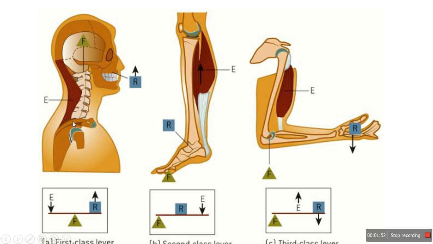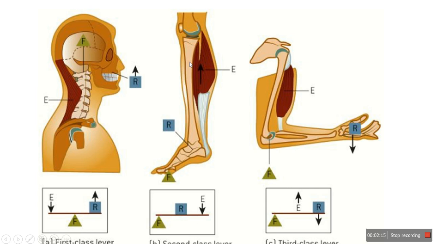Okay, so obviously you've got this muscle here, which is acting on this fulcrum here. As it contracts, it pulls the head down, and the resultant force is that the chin tilts upwards. So that explains these three, E, F, and R.